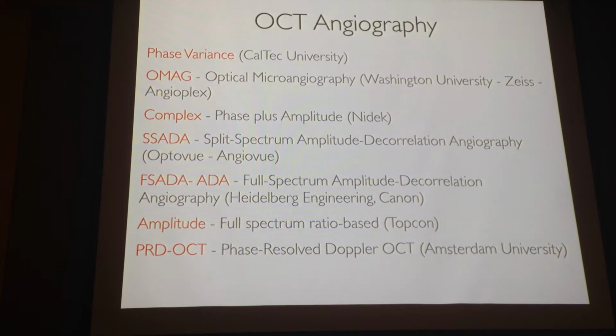Then we know about the OptoVue, the first commercially available instrument. They developed their split-spectrum amplitude-decorrelation angiography, which is using only the amplitude. Then we have Heidelberg and Canon that also use the amplitude, but not split spectrum, rather the full spectrum. And then we have Topcon, which is using a swept source, not a spectral domain like the others, and is also using a full spectrum ratio-based approach.